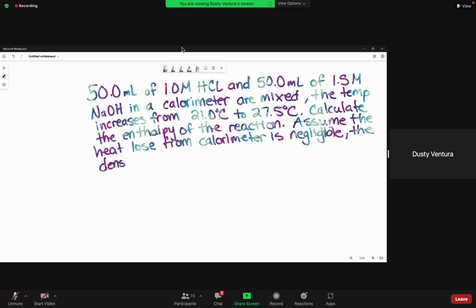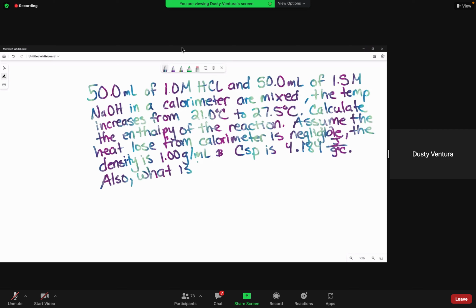So we're going to assume the heat loss from the calorimeter is negligible. The density is 1.00 gram per mL, and the specific heat is 4.184 joules per gram degree Celsius. And then I'm also going to ask, what is the pH of the solution?